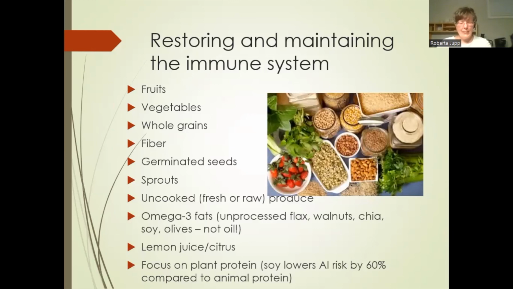Yes. Okay. Germinated seeds, those are actually in Ezekiel bread. They germinate the seeds. They call them sprouted seeds. If we make our own sprouts or microgreens, if we eat our produce uncooked, like salads and carrots and things like that. If we have our omega-3 fats, unprocessed would be the best. Better to have the olives.